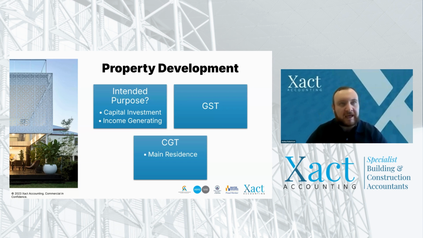And with the CGT, or capital gains tax regime, again, we need to be acutely across what the intended purpose is. And if we're relying on the main residence exemption, that's a very complex area. As you might know, selling your family home doesn't generally attract tax, but you do need to be very careful when you're doing property development. So have a look at our whole webinar dedicated to that.